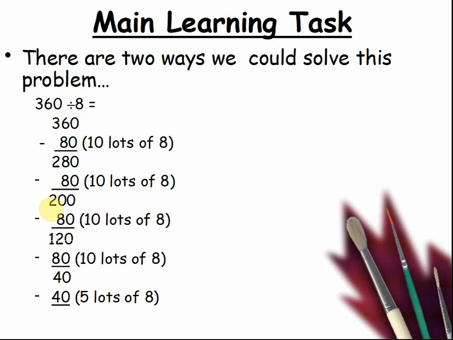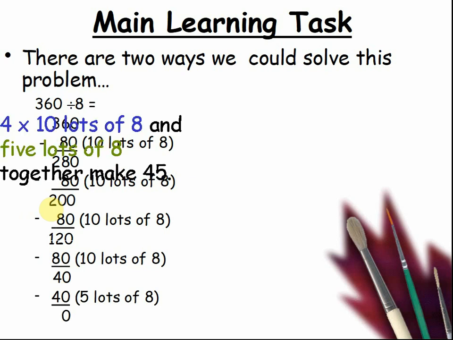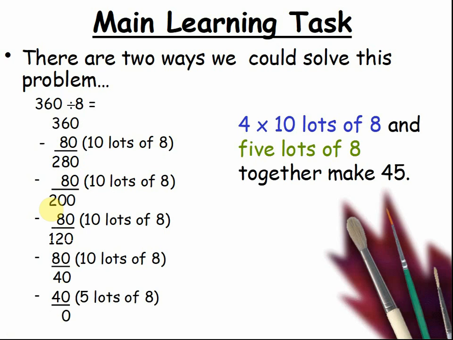Take off 5 lots of 8, and we have nothing more to take off. 4 times 10 lots of 8 and 5 lots of 8 all together makes 45. So this is one way we could divide.